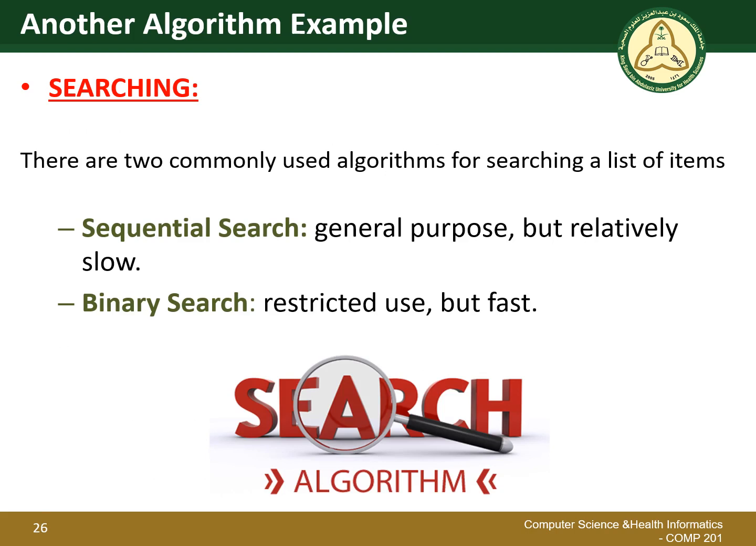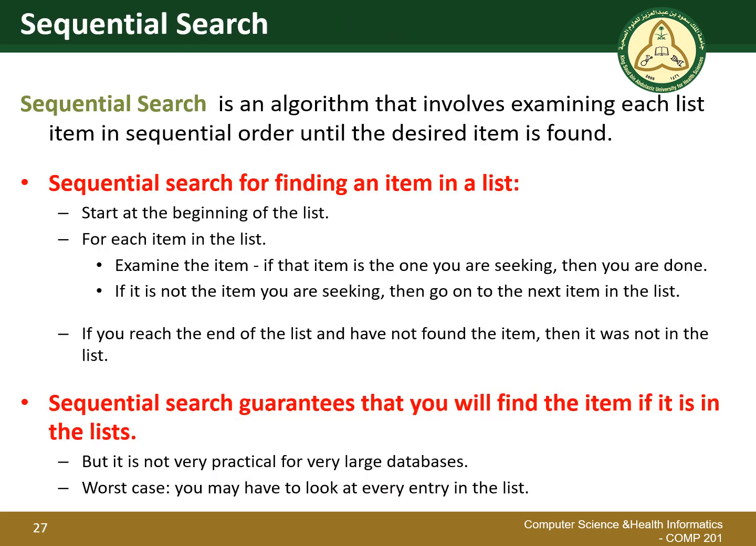The two algorithms you will learn are sequential search, a general purpose algorithm but relatively slow, and second, binary search, restricted use but fast. Sequential search is an algorithm that involves examining each item in a list in sequential order until the desired item is found. Simply check each item one by one.